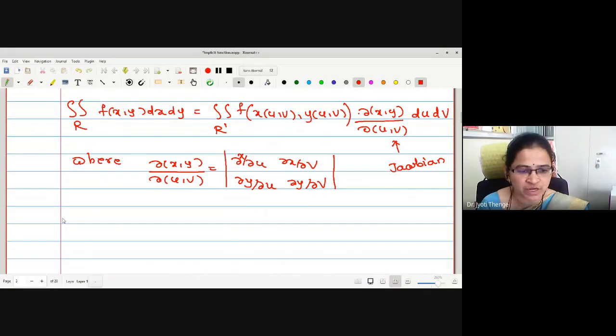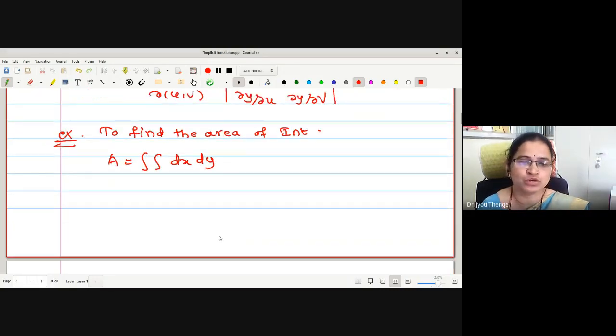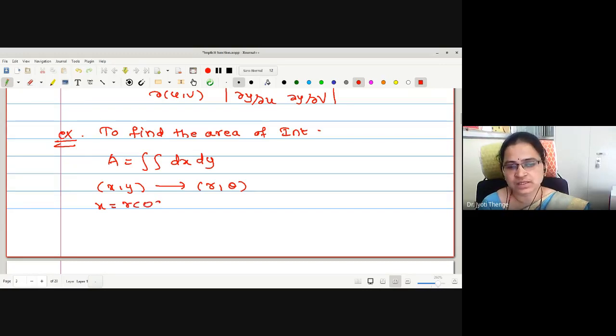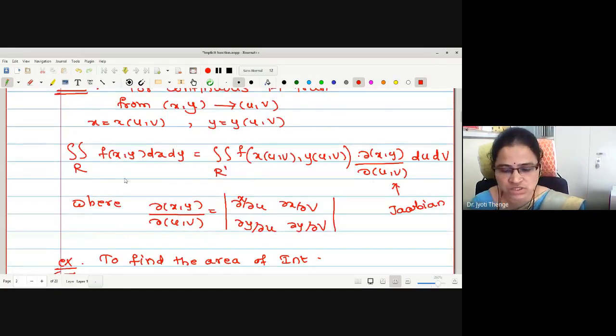Okay. Let me remind you with an example again. What is the example? To find the area of a circle, say. You have solved this by double integration. To find the area, A is equal to the double integration of dx dy. If I want to change from Cartesian coordinates to polar coordinates, what is the substitution we were giving? x as r cos theta, y as r sin theta. Okay. Then what is the change?